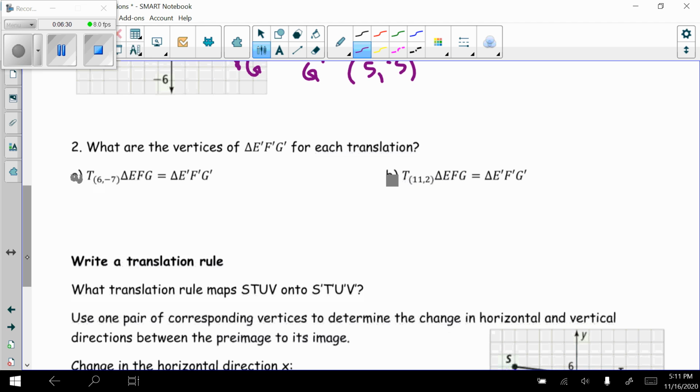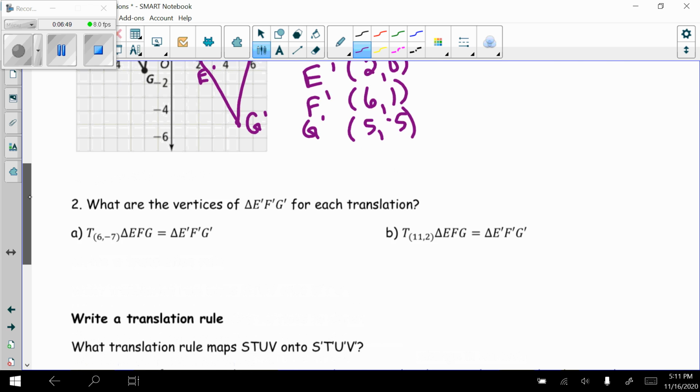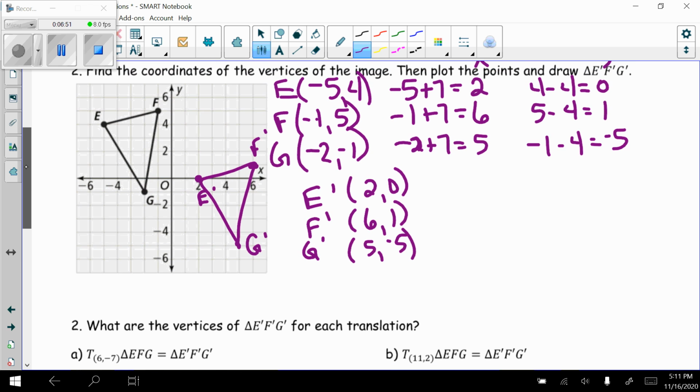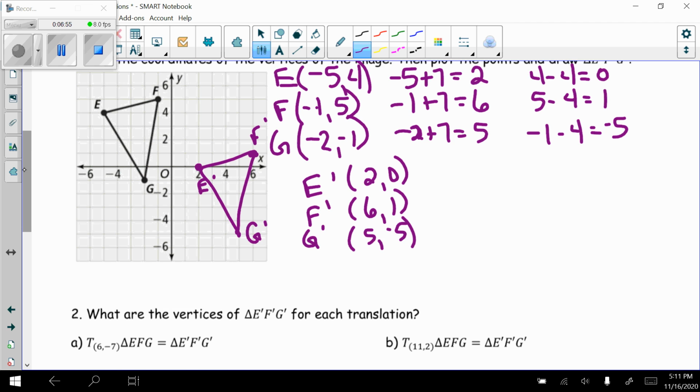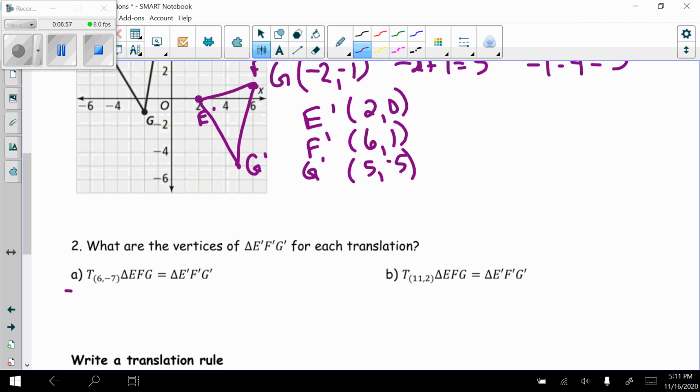Right, so now we're going to do that without a graph. What are the vertices of triangle E prime, F prime, G prime for each translation? So the translation 6, -7 of triangle EFG equals E prime, F prime, G prime. So again, I want to take the same vertices that I had up here. So E was at -5. So -5 plus 6 gets me 1.